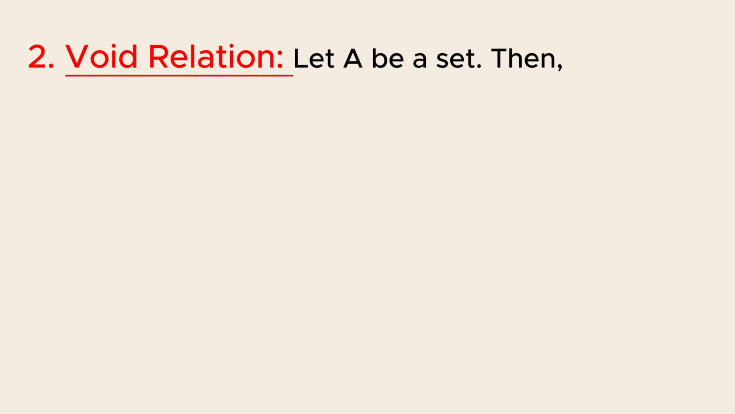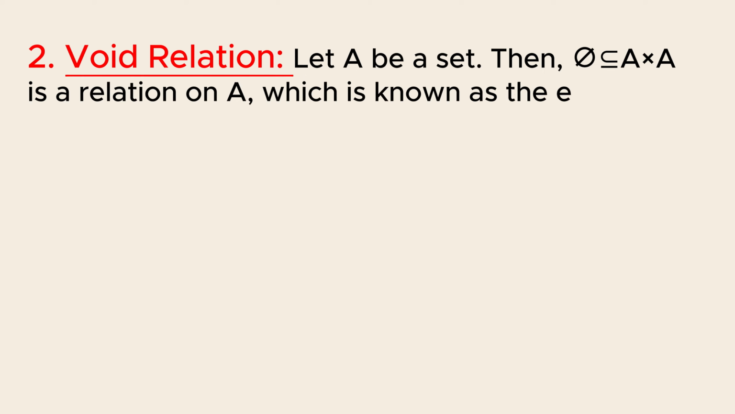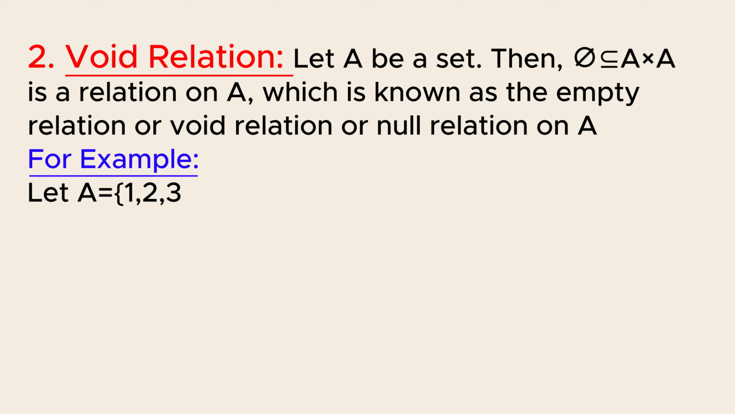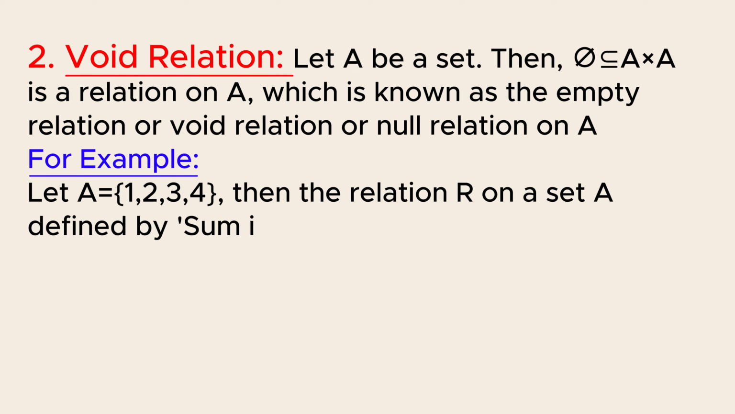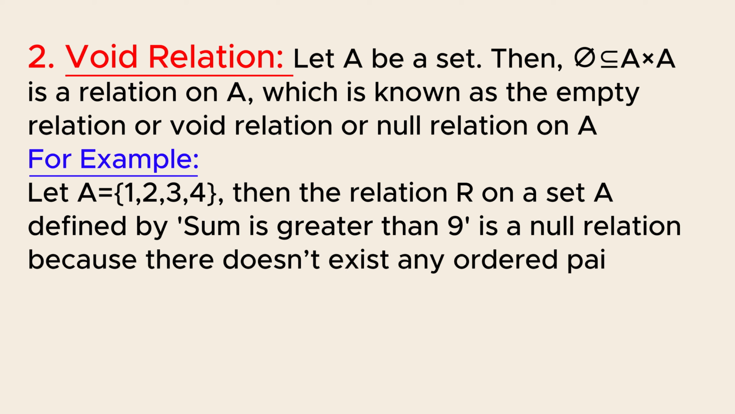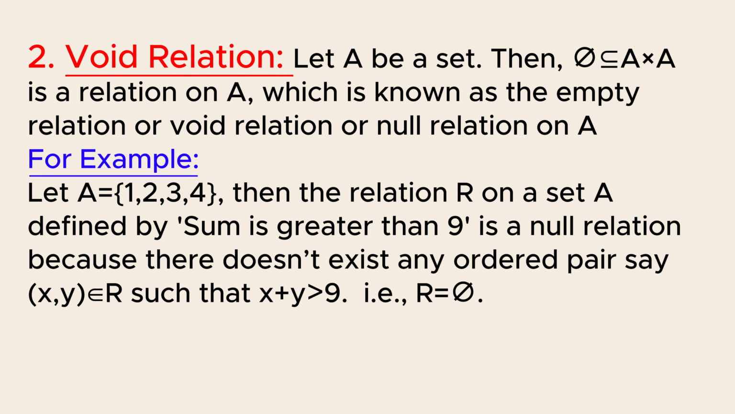Second, void relation. Let A be a set. Then, phi, a subset of A cross A, is a relation on A, which is known as the empty relation or void relation or null relation on A. For example, let A = {1, 2, 3, 4}, then the relation R on set A defined by sum is greater than 9 is a null relation because there doesn't exist any ordered pair, say (x, y), belonging to R such that x plus y is greater than 9, that is R = phi.